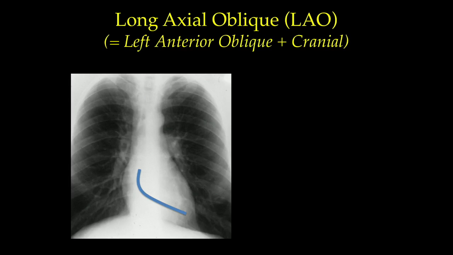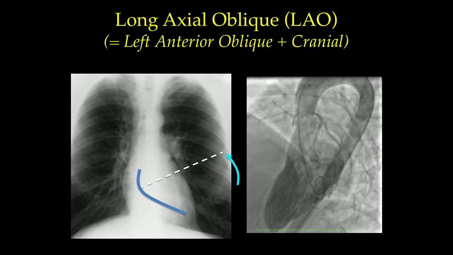Long axial oblique, so not left anterior oblique, but long axial oblique is the combination of left anterior oblique plus cranial. If you want to look at the aortic valve, for instance, you would bring the camera up towards the head and LAO as well. And so this is what that would look like.